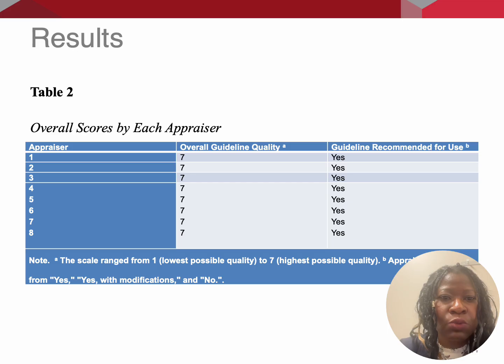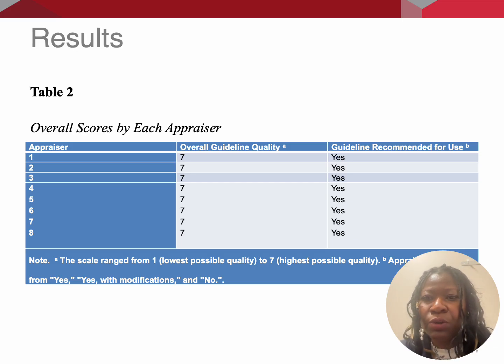And for overall guideline quality, everybody gave a score of 7, showing the highest possible quality. And also all of them said yes. There were questions which say yes, or yes with modification, or no, and all appraisers agreed, saying yes, they were going to adopt the guidelines at the selected facility without modification. So these were all the results. Everybody said yes, they were going to recommend the use of the guidelines.